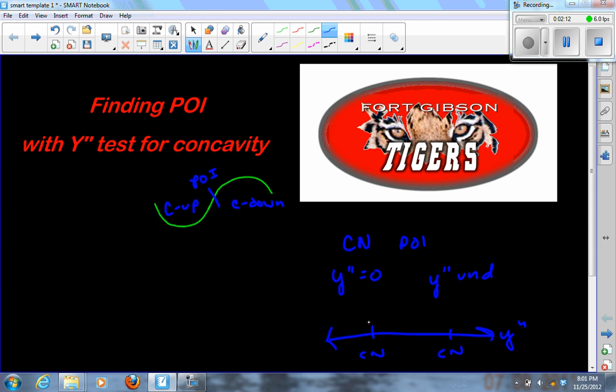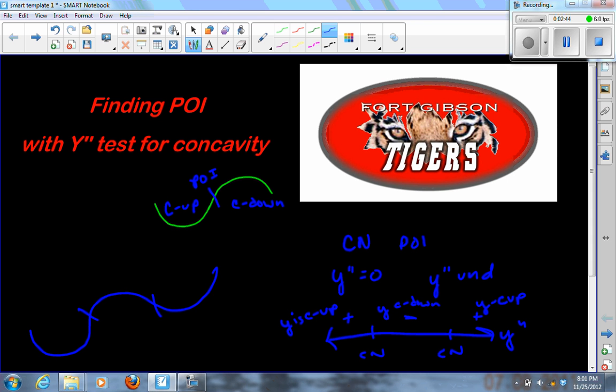And when your sign is positive, you know the function is concave up when the second derivative is positive. And when the second derivative is negative, you know the function is concave down. And then maybe you change back to positive and know that the function is concave up again. So if this is what your y double prime number line looked like, then your graph might look something like this. Concave up, then concave down, then concave up again.